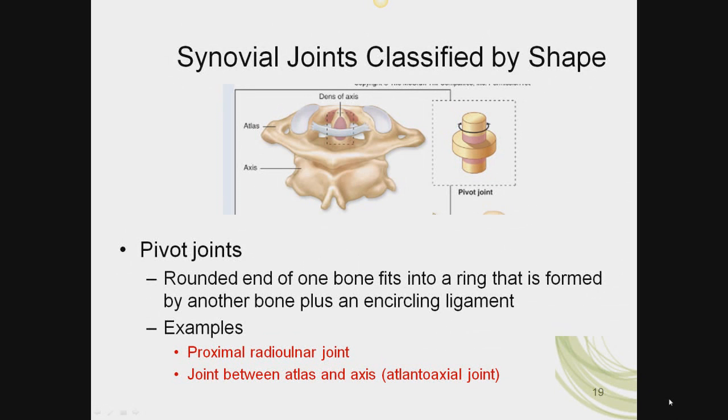Another example is the atlantoaxial joint between the first two cervical vertebrae. The rounded dens of the axis fits snugly against an articular facet on the anterior arch of the atlas. This joint pivots when you shake your head no.